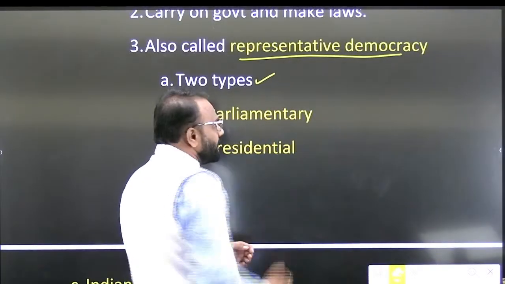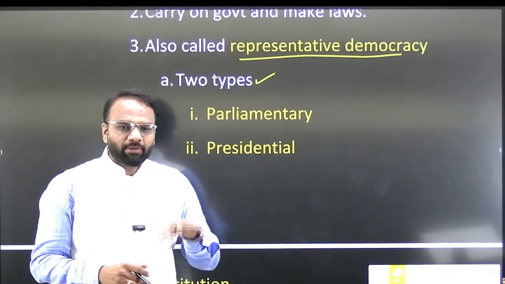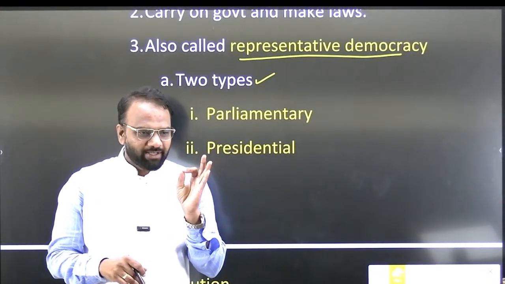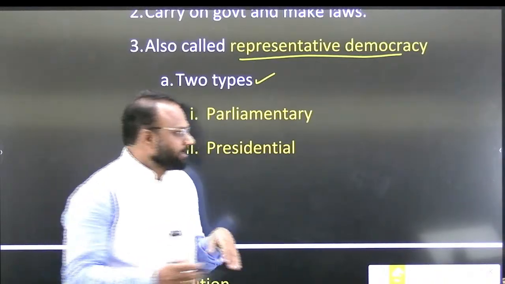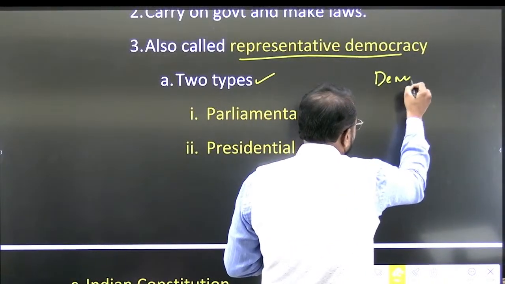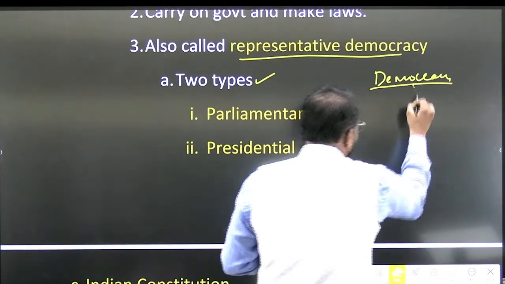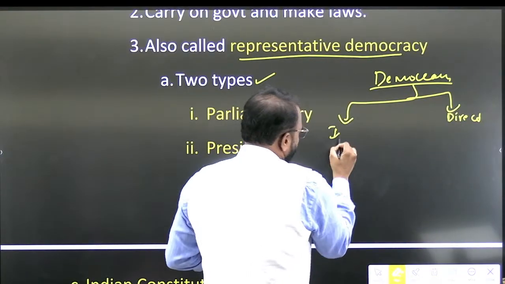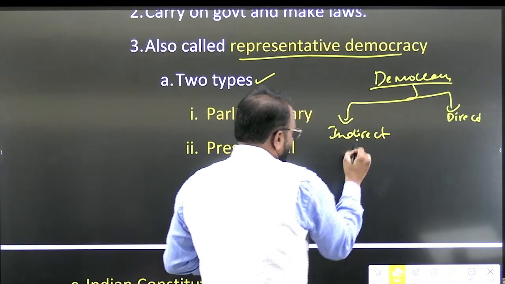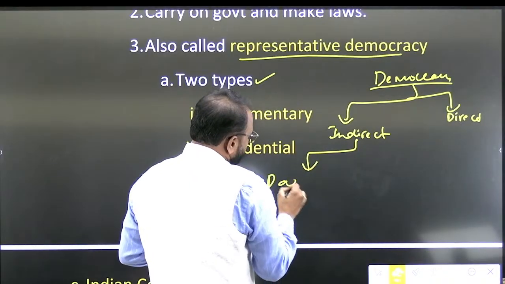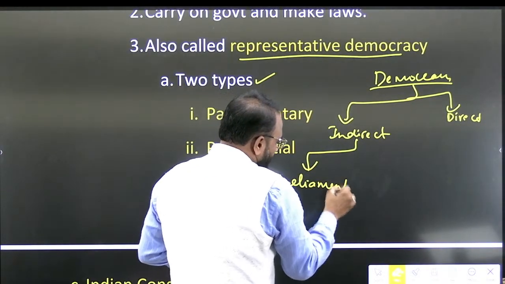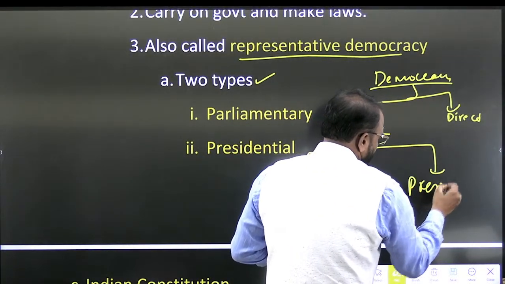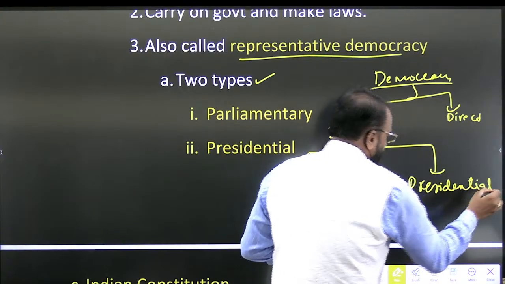Next, within indirect democracy, we discussed two types: one is direct democracy, another one is indirect democracy. Within indirect we have parliamentary democracy, and next, presidential democracy.